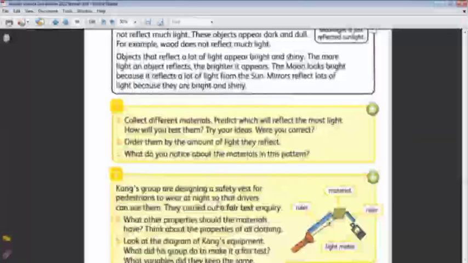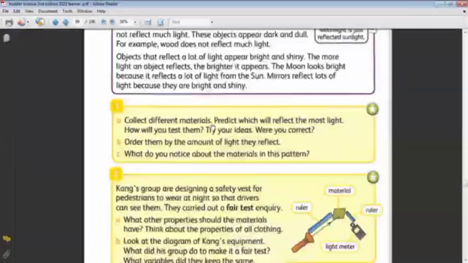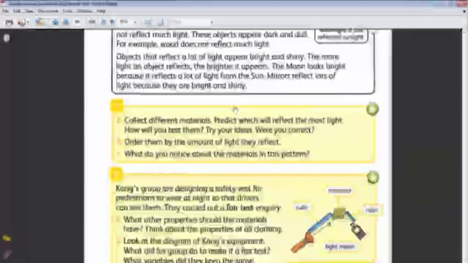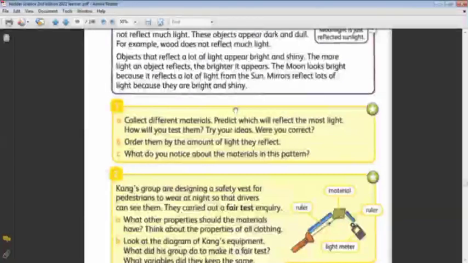Let's see activity 1. Collect different materials, predict which will reflect the most light. How will you test them? Try your ideas and see if you were correct. He wants us to test different materials like wood, paper, fabric, metal, mirror. All these things we can test for reflection. We can bring them and then we turn the flashlight on them and we can see if they can reflect light or not.